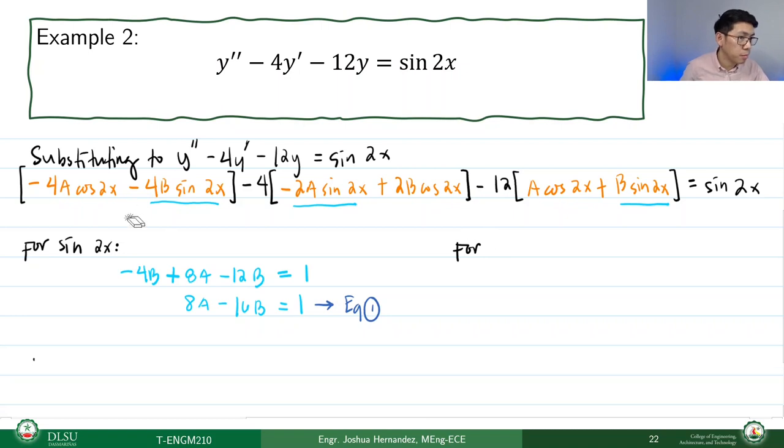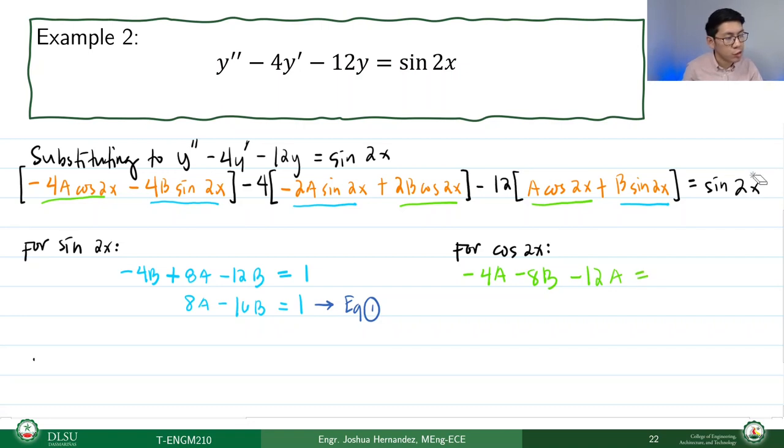Okay. All right. Now, for the next equation, we have cosine 2x. For cosine 2x, we have here this negative 4a cosine 2x, then b, and then negative 12a equals, since it has no equivalent on the right hand side of the equation, then it would be 0. Okay, so combining terms together, we have negative 8b minus 16a equals 0. Let's call this equation two.